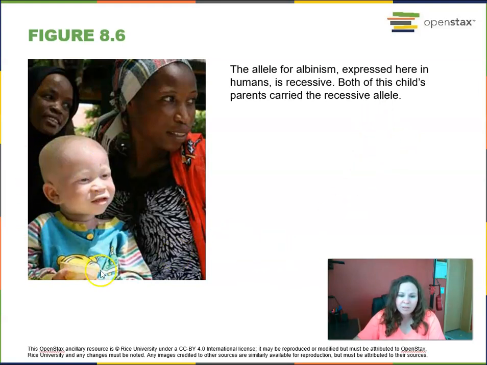So this child here looks to be of African descent. The genotype would be little a, little a for this child, meaning that it would have had to have inherited a little a from each parent, though each parent has normal pigmentation.